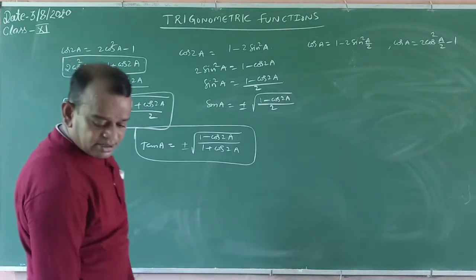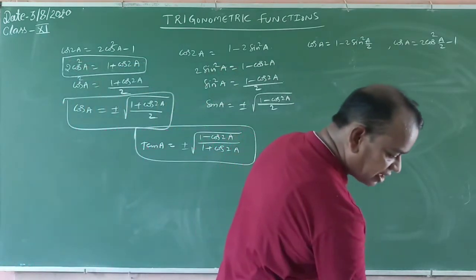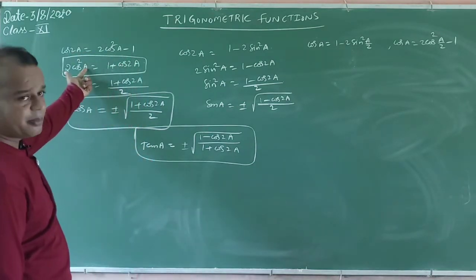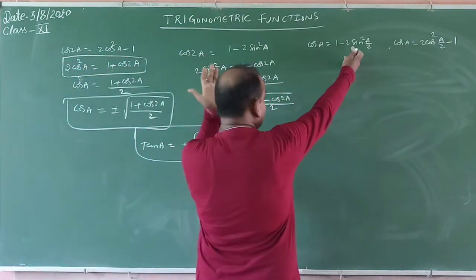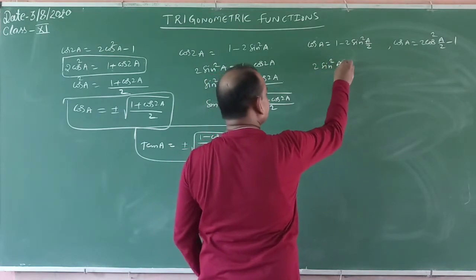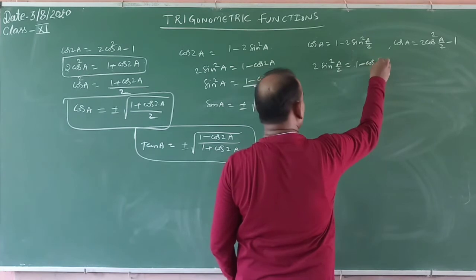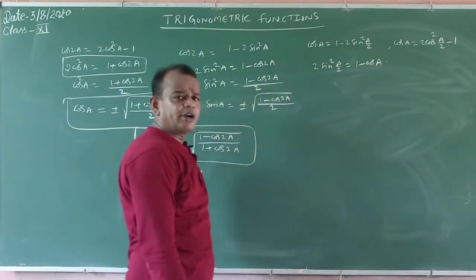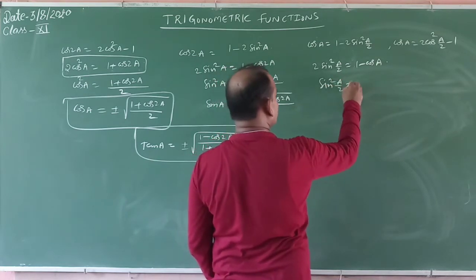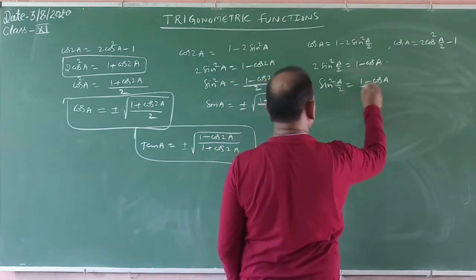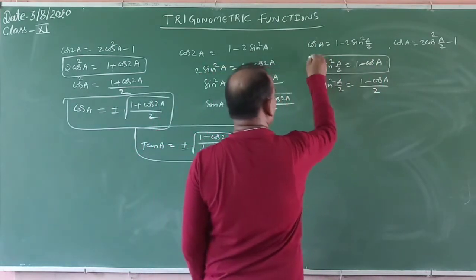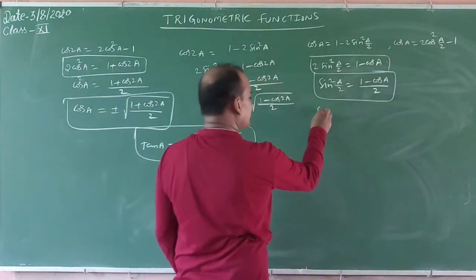Now submultiple angles. Listen carefully. What are the submultiple angles here? In the same way, you apply the formulas with a by 2 instead of a. Apply from this one: 2 sin square a by 2 is equal to 1 minus cos a. Rearrangement, very, very important one. So sin square a by 2 is equal to 1 minus cos a by 2. Remember the formula, not cos 2a. This is one of the formulas.